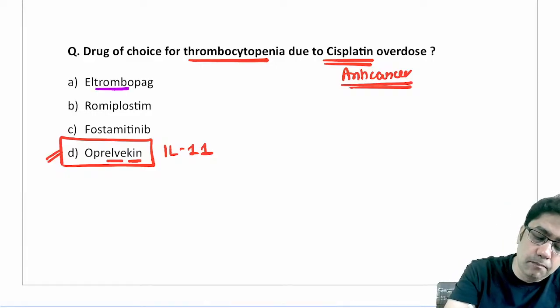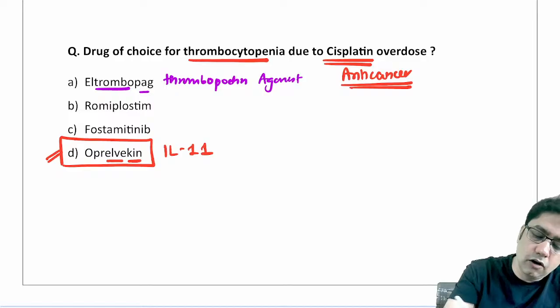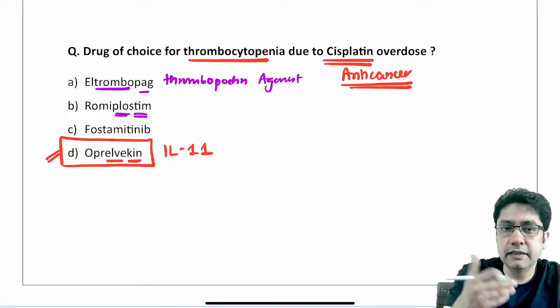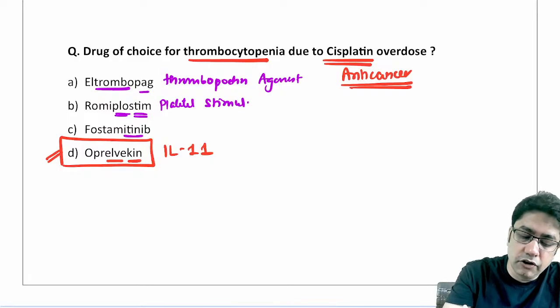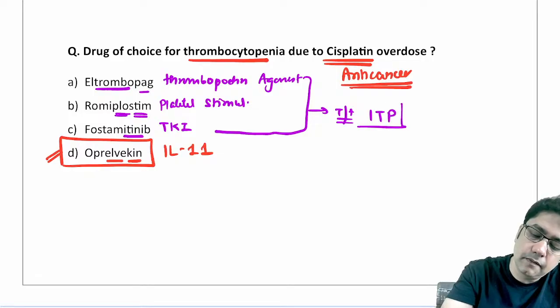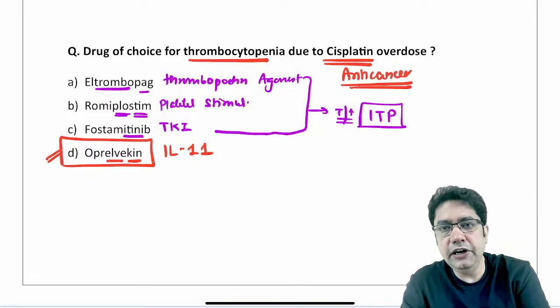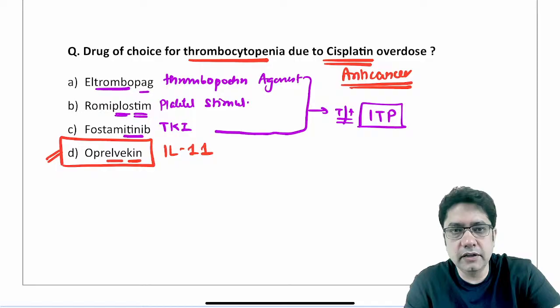Eltrombopag, remember it is a thrombopoietin agonist which will increase platelet count. Romiplostim, the name itself is telling you it is a platelet stimulator, it will also increase platelet count. Fostamatinib is a tyrosine kinase inhibitor. These three drugs are given in the treatment of a disease known as ITP. ITP stands for idiopathic thrombocytopenic purpura. The year before last, in the NEET exam, fostamatinib was asked.